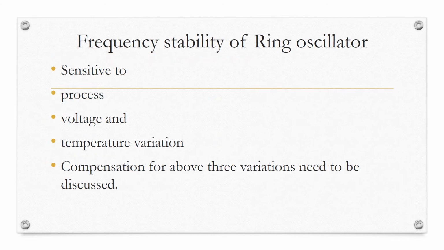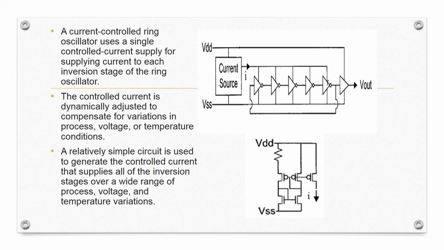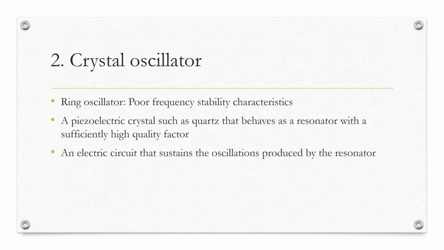Then, frequency stability for the ring oscillator. It is sensitive, as I told you, to process, voltage and temperature variation. Compensation for the above three variations needs to be discussed. So this is how it is controlled: a stable current source is added into this in order to remove the dependency of the ring oscillator on temperature, process and environment variations.